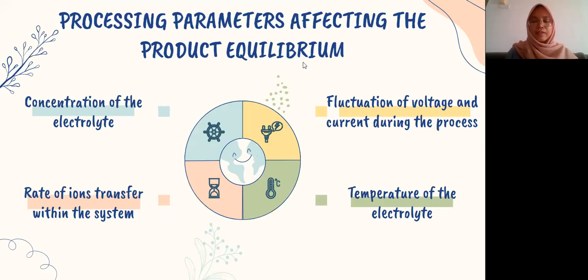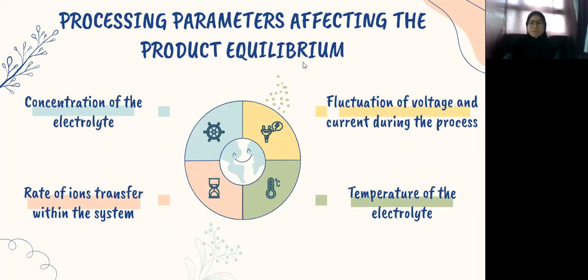So the next one is the processing parameters affecting the product equilibrium. We have four processing parameters that will affect our product equilibrium, which are the concentration of the electrolyte, fluctuation of voltage and current during the process, rate of ion transfer within the system, and also temperature of the electrolyte. Now I'm going to pass the presentation to the next presenter.